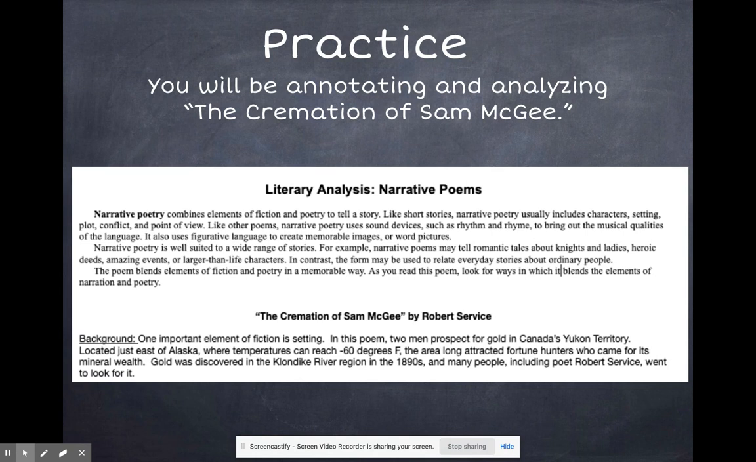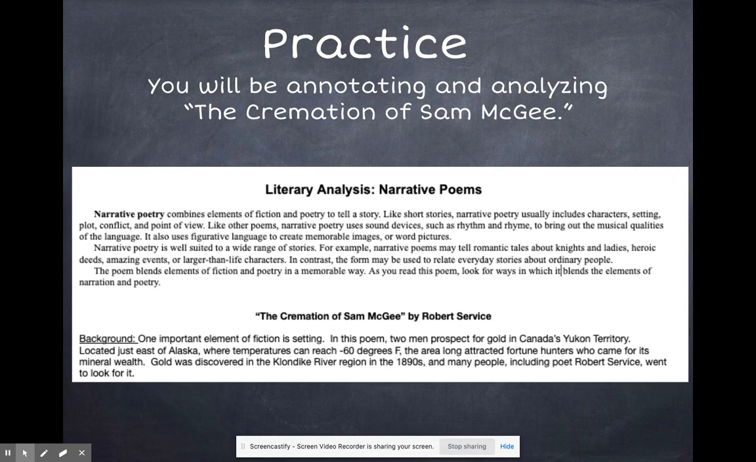All right, so we will be looking at, like I said, The Cremation of Sam McGee, which is a narrative poem. And this is also one of the forms we're focusing on today and one of the options for writing your own poem today. So you do need to know what narrative poetry is. Narrative poetry is where you combine fiction and poetry to tell a story. And it says, like short stories, narrative poetry usually includes characters, setting, plot, conflict, and point of view. So, like I said, it's really telling you a story from the beginning to the end.